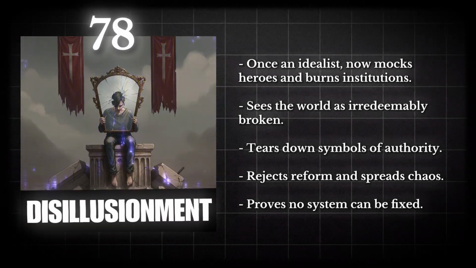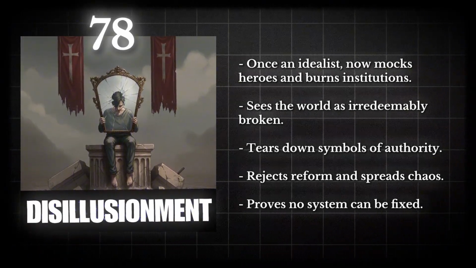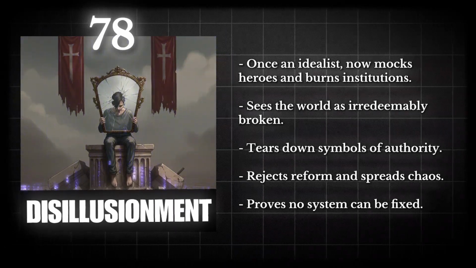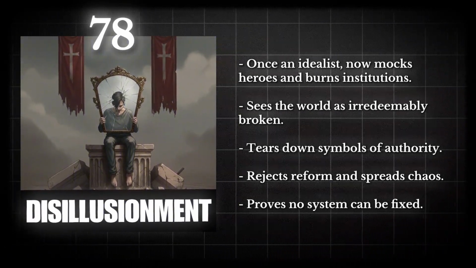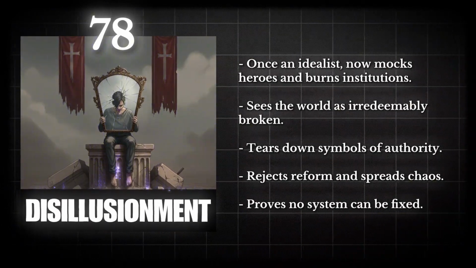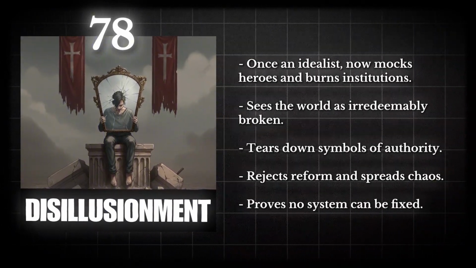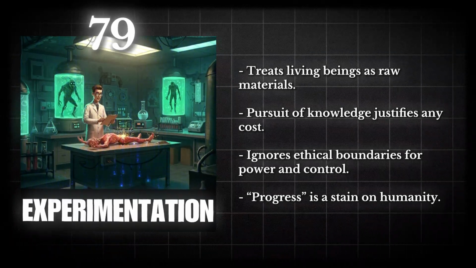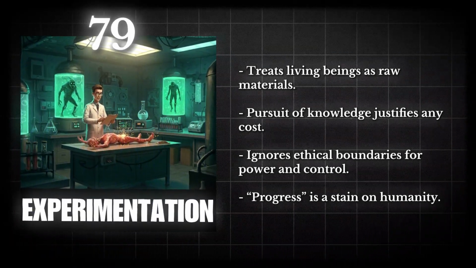78. Disillusionment. Once an idealist, the villain now mocks heroes and burns institutions that failed them. The villain now sees the world as irredeemably broken. They tear down symbols of authority, reject any attempt at reform, and spread chaos to prove that no system can be fixed.